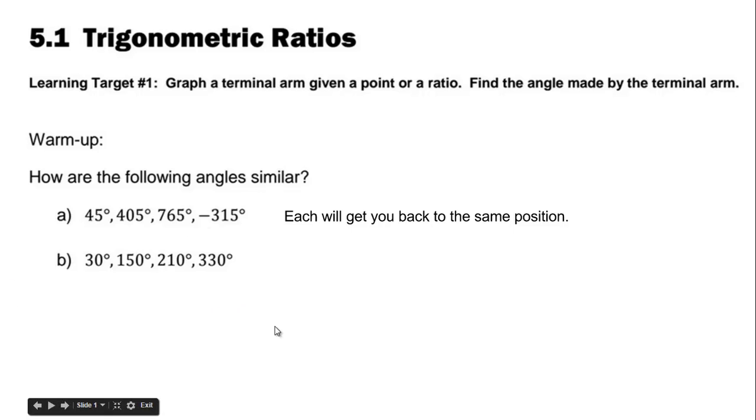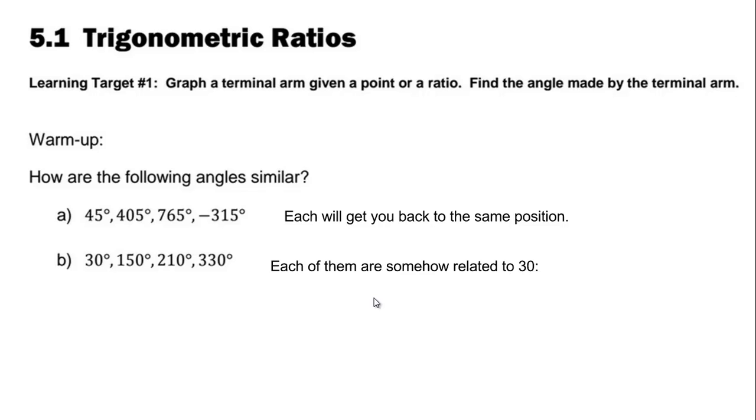The second set all have something to do with 30 degrees. If you remember your grade 9 rules about supplementary angles, 30 and 150 are supplementary to each other. And 210 and 330 are similar to each other as well. Each of them relates to 30 degrees. In fact, they are all 30 degrees from 180, 360, or 0. That's actually going to matter in the end.